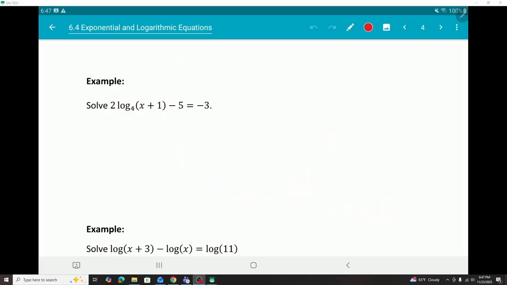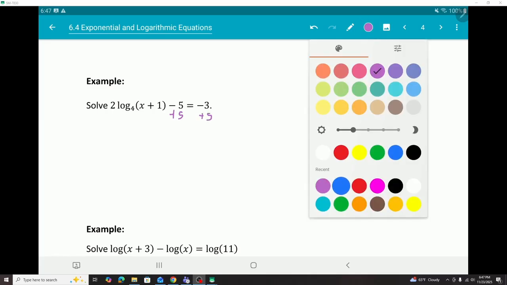So what this problem is trying to get you to learn is don't freak out if the inside is not just x. Solve just like you were, stay the course. And what happens is when you exponentiate both sides, you might have a tiny bit of algebra to do at the end, but nothing crazy. So for this problem, I'm going to add 5 to both sides. I'm still going to get the log by itself. That's my number one goal, number one priority.